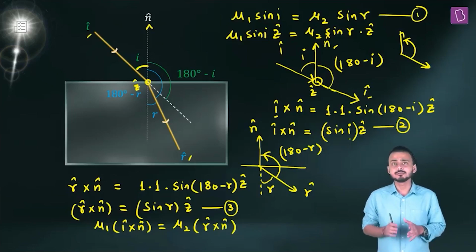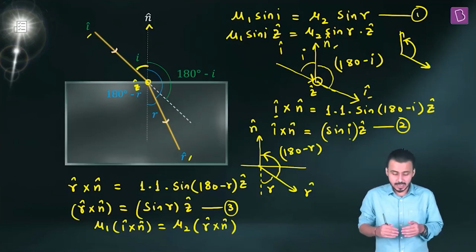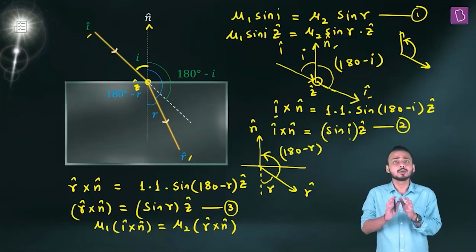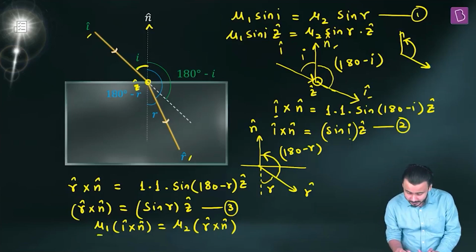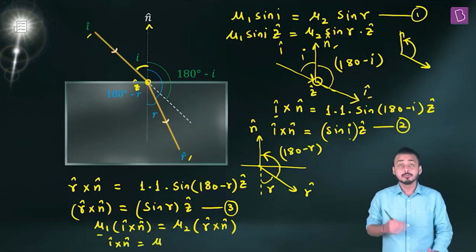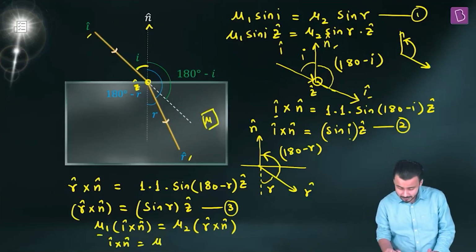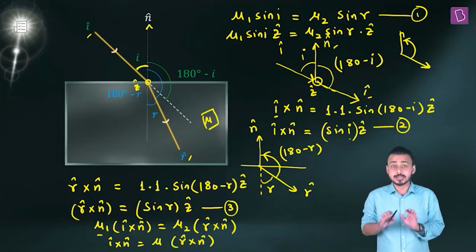Now mu1 is 1 because the statement given is to take the outer medium, the medium where the incident ray is present, to be air. So for air it is 1. So it becomes I cap cross n cap is equal to mu times r cap cross n cap, where mu is the refractive index of the second medium. That will be the correct vector law form of Snell's law in this case.